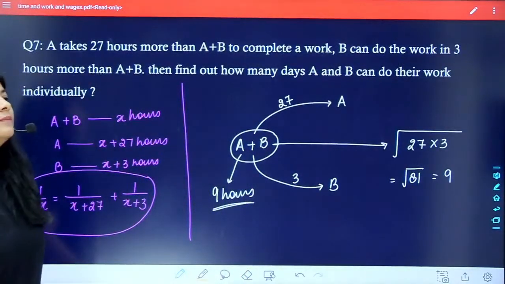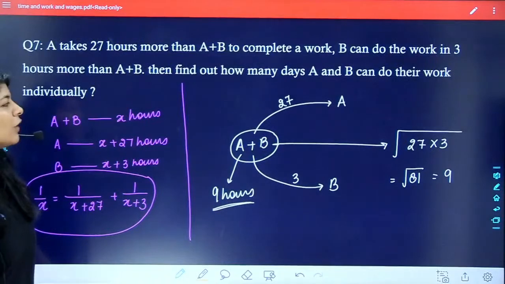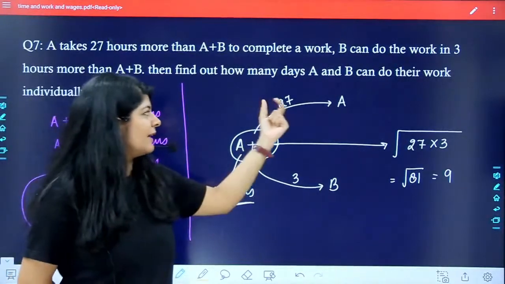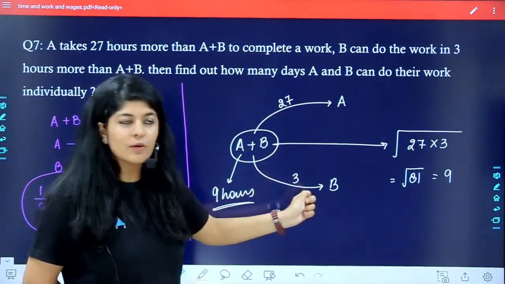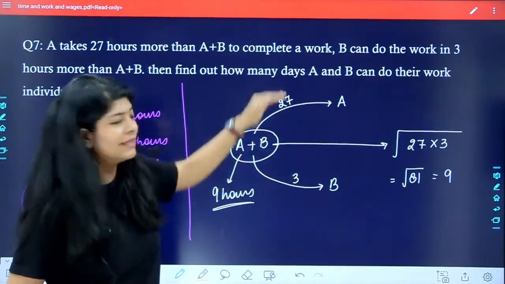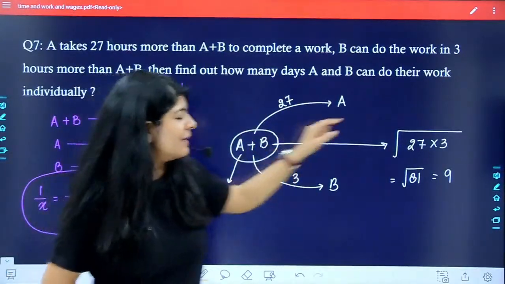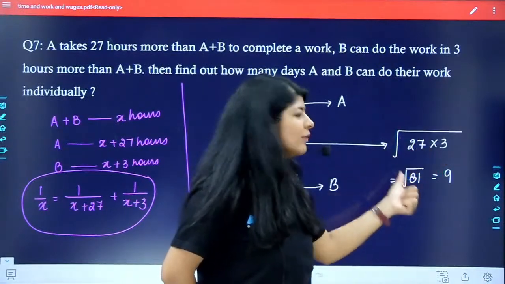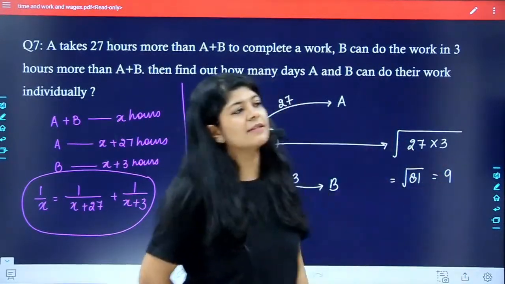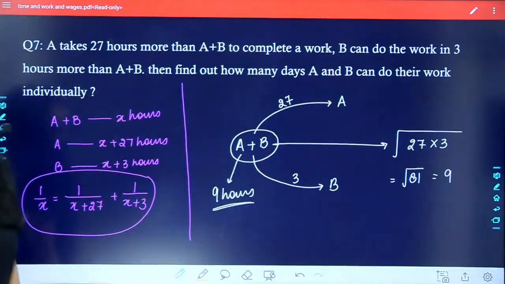Is it clear? What we have to do is take the time periods given in the question and multiply them, and then take the square root of the value, and I'll get my answer. Is it clear?